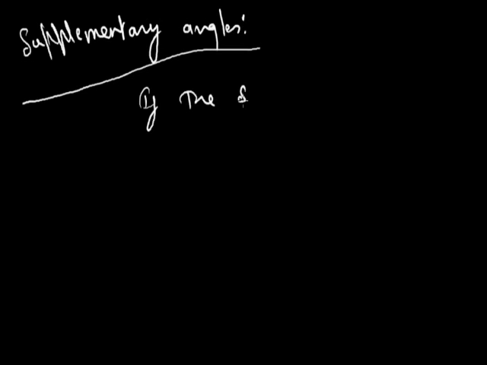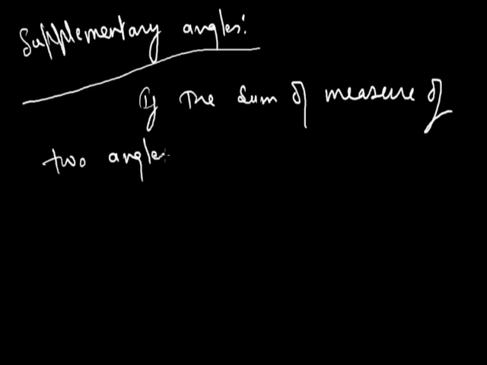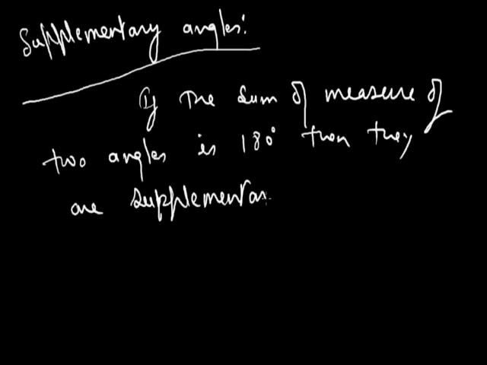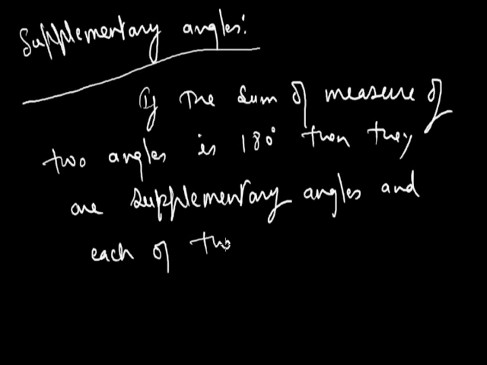If the sum of the measure of two angles is 180 degrees, then they are supplementary angles, and each of them is supplement to the other.